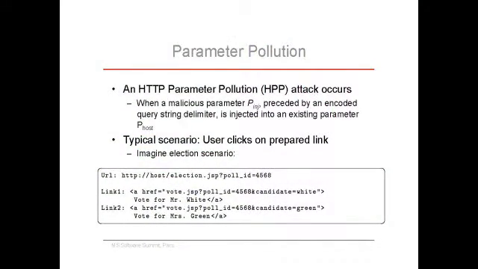A parameter pollution attack occurs when a malicious parameter, let's call it P injection, is preceded by an encoded query string delimiter and injected into an existing parameter, P host. In a typical scenario, the user clicks on a prepared link, and the parameter is overwritten. In this example, it's a very simple web application, say a voting application, where I'm asking users to vote on candidates, okay? There is a poll ID, and then I say the candidate is white. In this case, the candidate is green. If my user clicks on this link, the application sends a vote for white. But if they click on this link, the application sends a vote for green. Okay? Very simple application. So how can you actually exploit this using HPP?